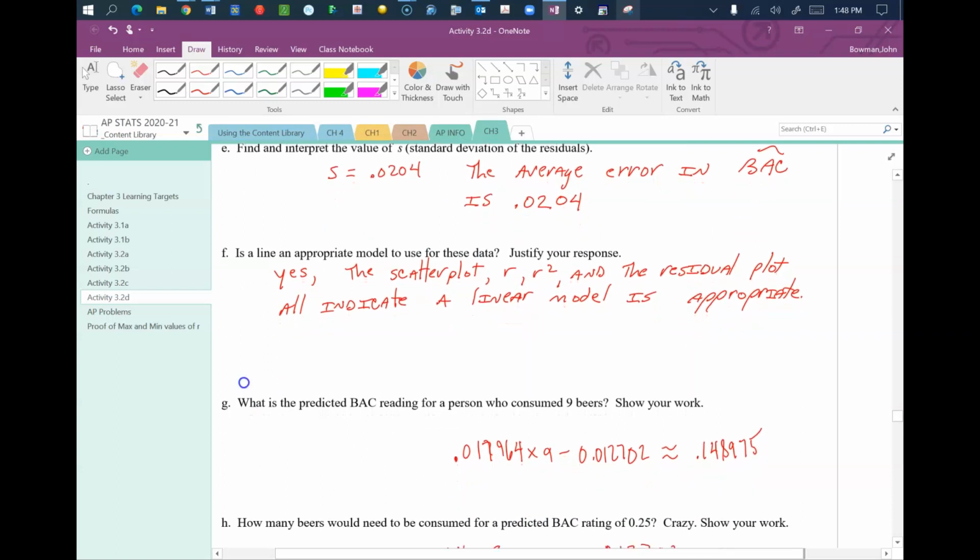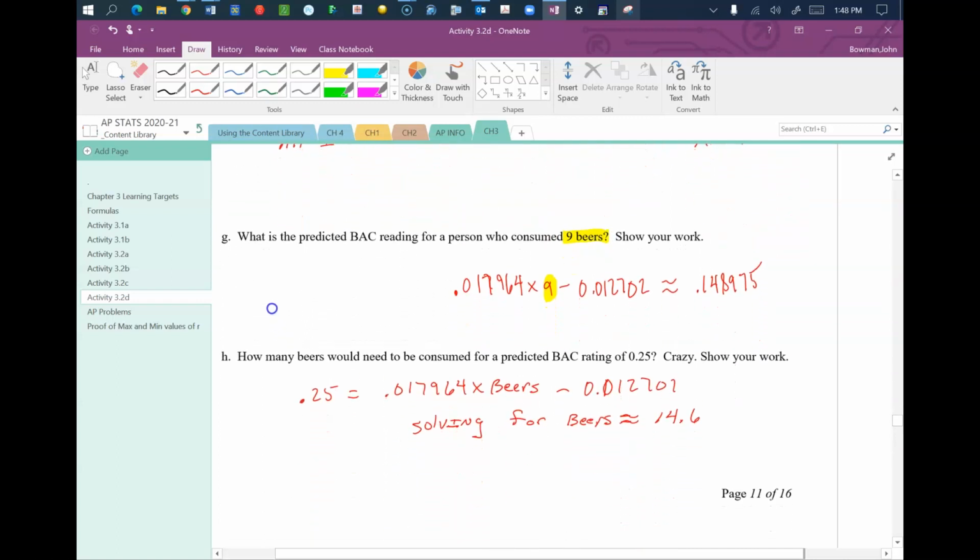Letter G, what is the predicted blood alcohol content reading for a person who consumed 9 beers? Basically, we're taking the least squares regression line, we're plugging in 9, we're multiplying it by the slope, subtracting the y-intercept, and it's predicting a blood alcohol content of about 0.15. Not surprising, that's about twice the legal limit, but 9 beers is an excessive amount of drinking.